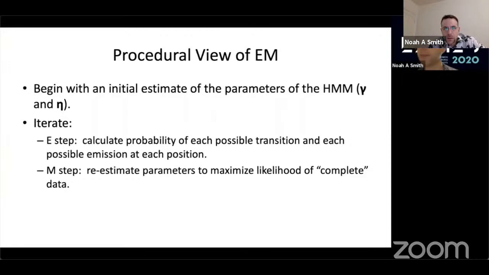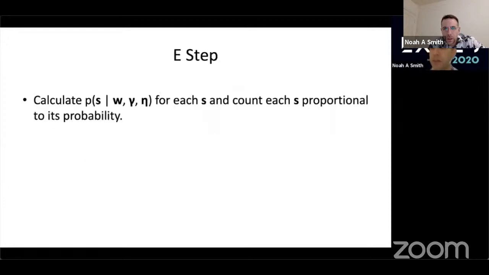E step: calculate the probability of every possible transition and every possible emission at every position in your data. And just to foreshadow, we'll use the forward-backward algorithm to do that efficiently. And then on the M step, you re-estimate the parameters to maximize the likelihood of the complete data that you filled in on the E step. I'm going to talk about the E step first, then the M step.